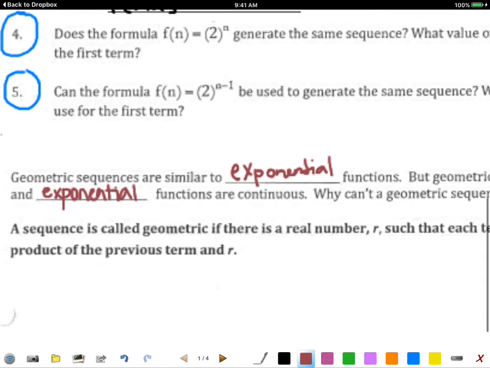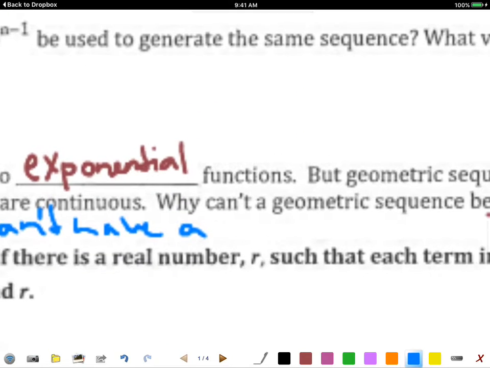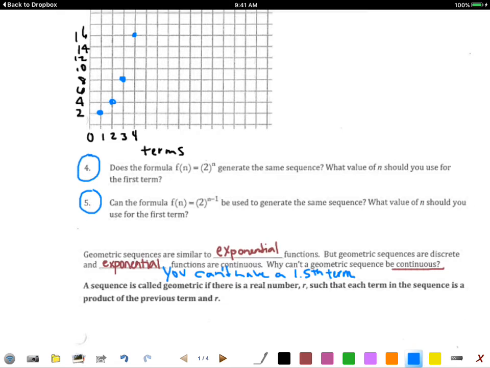It can't be continuous because you can't have, and this is just for example, a 1.5 term. Or if you want to write, you can't have a 2.7th term. Okay, we just have basically our first number in the list, our second number, our third number. Okay, so that's why it can't be continuous.